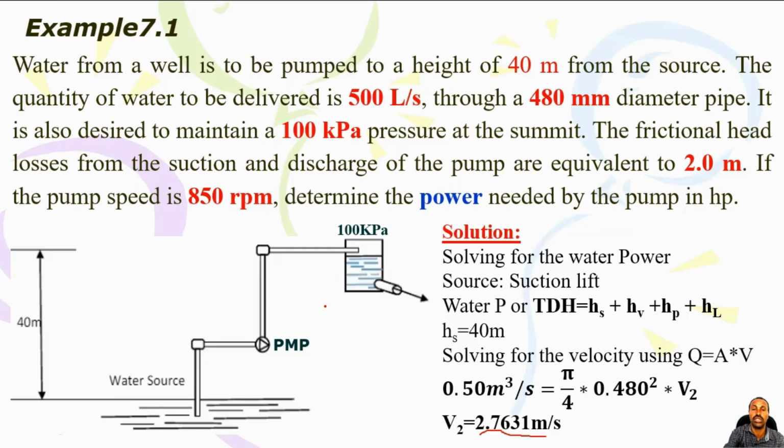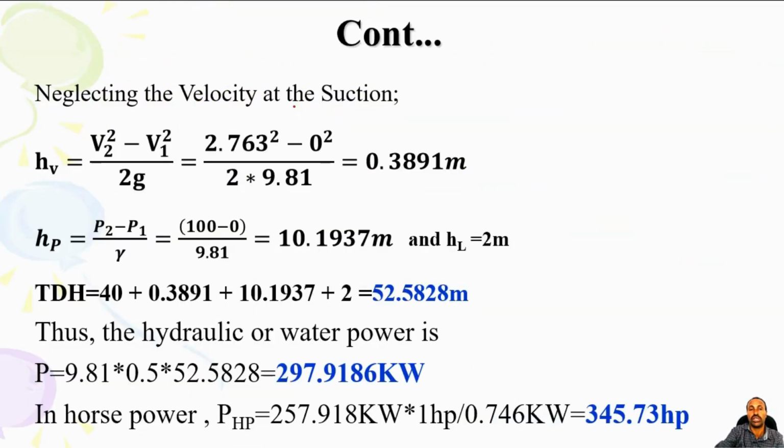Once you get this velocity, let's continue, neglecting the velocity at the suction. If you neglect the velocity at the suction, we have the velocity head Hv, which is (v2² − v1²)/2g. Then you substitute here (0.763² − 0²)/2g. We get this result, which is 0.3891. Then the pressure head is given by the difference, (P2 − P1)/γ. So we substitute, then we get 10.1937 meters, and the head loss is 2 meters.